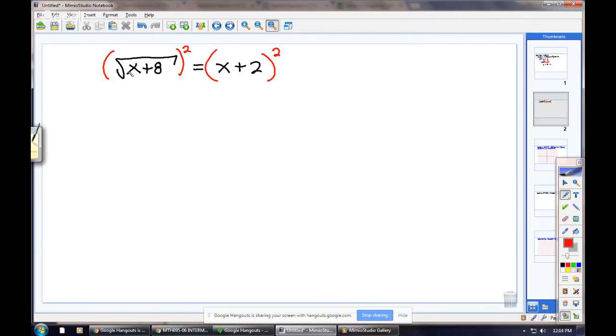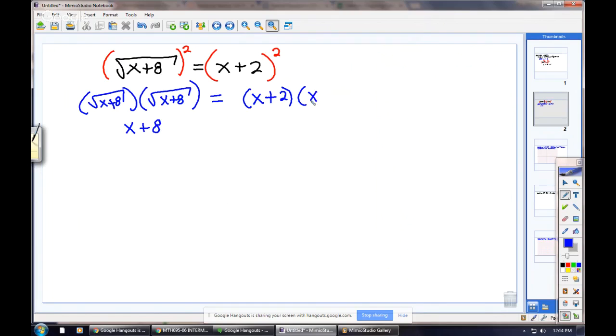Now, squaring technically is multiplying a number by itself, and when I multiply a square root by itself, it cancels the root, leaving what's inside. So there is an intermediate step here that says take the square root of x plus 8 and multiply by the square root of x plus 8. Now that nicely cancels the root, so I just get x plus 8 on that side. The other side, I have a little bit more work to do. I have to take x plus 2 and multiply by x plus 2.